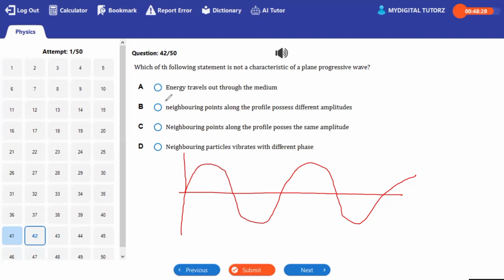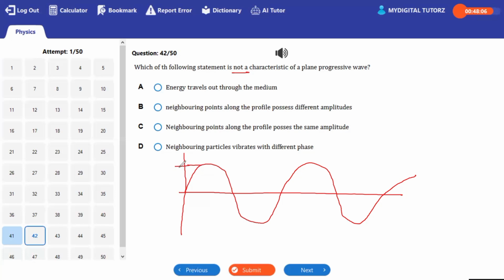I think you're looking for what is not a characteristic. The one that is not a characteristic is B, because the neighboring point along the profile possesses the same amplitude. What is amplitude? The distance from what? From the maximum position, the maximum displacement of the wave particle from the equilibrium position, right?